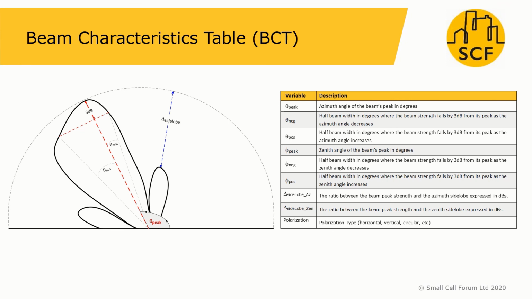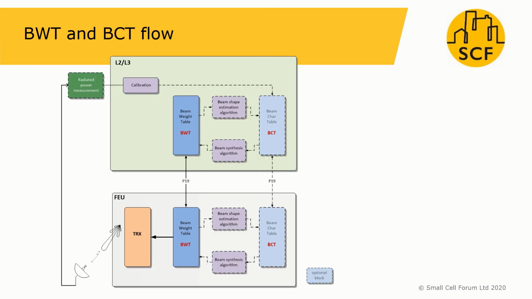BCT uses several variables to construct a first-order model of each beam pattern. Amongst these variables are peak beam angle in azimuth and elevation directions, 3 dB width of the main lobe, relative side lobe strength, as well as the polarization type. It is important to note that the BCT is an optional representation. If it exists, it's always paired up with a specific beam weight table.